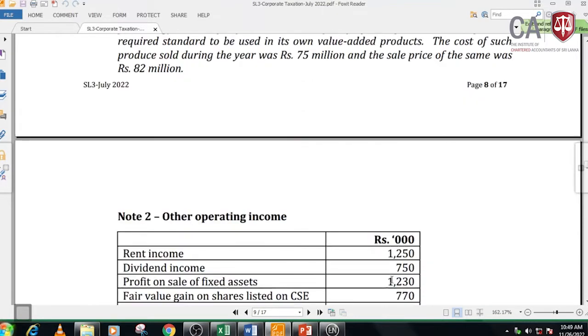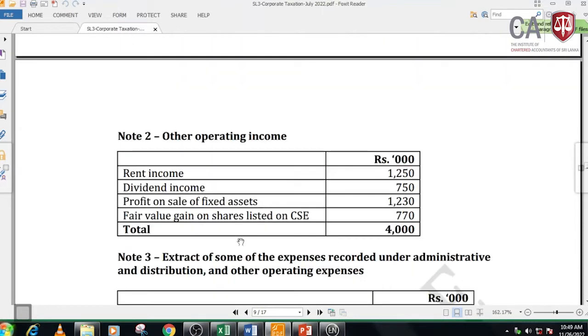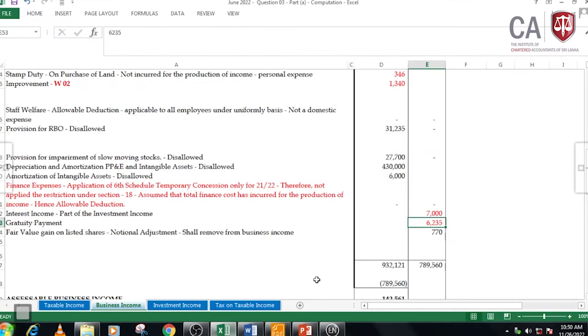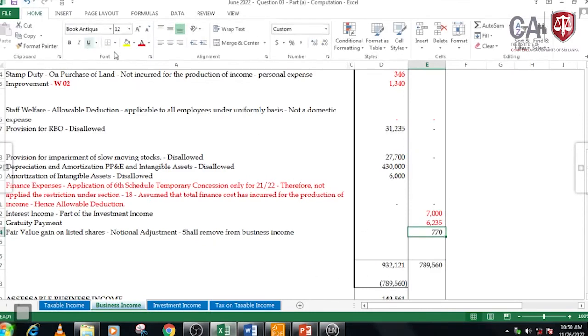Revenue we need when applying the tax rate. Then the rent income considered, dividend considered, profit on sale of fixed asset considered, fair value gain on shares 7,700. This is the fair value, that means for the listed shares, it's not the actual one. Therefore this is a notional entry. This shall be removed from the profit before tax. Okay. Then the next one.